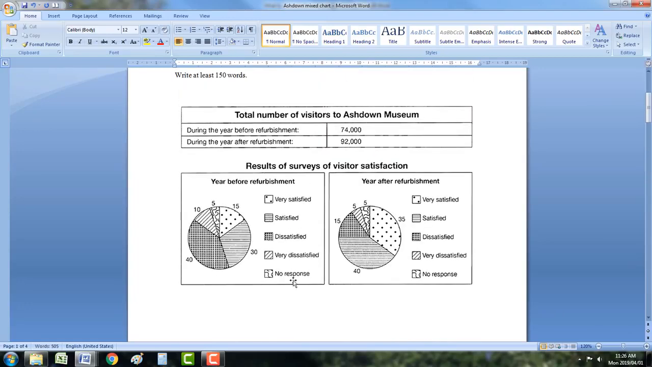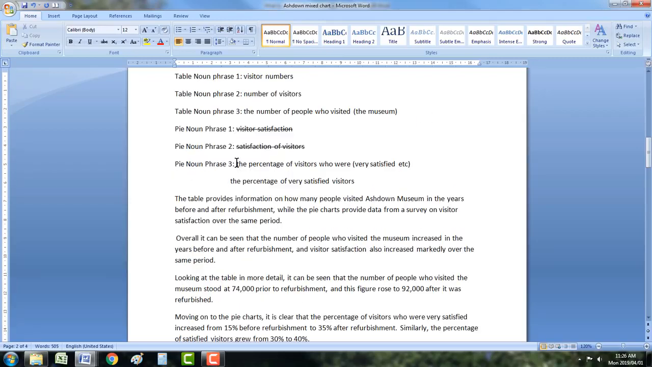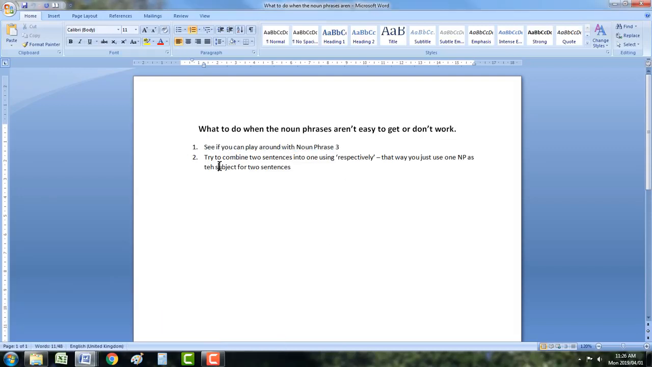Right, now we've got 3 more categories and we don't have any more noun phrases, so I'm just going to use this one again. Don't worry about using things again. Students think you can only do things once. It's not a problem. But I'm going to try and combine them into one sentence and use the word respectively. You need 2 noun phrases, but you can use one noun phrase and put the data into one sentence. Try to combine 2 sentences into one using respectively. That way you just use one noun phrase as the subject for 2 sentences. So it eliminates the need for an extra noun phrase.